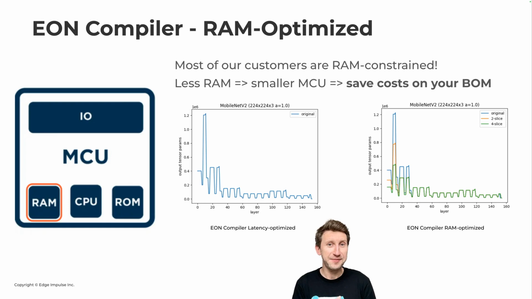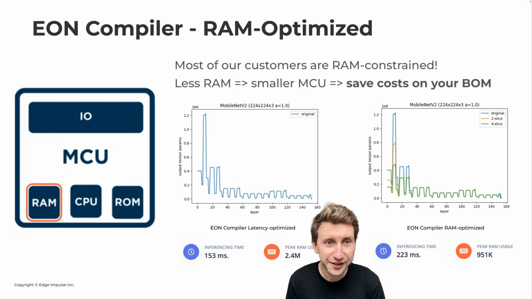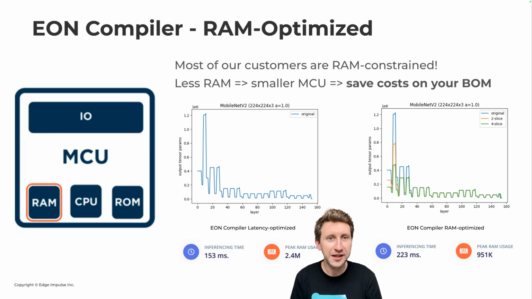This is great. You can see here, for example, this benchmark has been done using MobileNet V2. The RAM usage with the EON compiler latency optimized is 2.4 megabytes, and the one with the EON compiler RAM optimized is 951 kilobytes. And as you can see, you have a slight trade-off for the latency. But if you want to save cost on your BOM, this might be a good way to go.